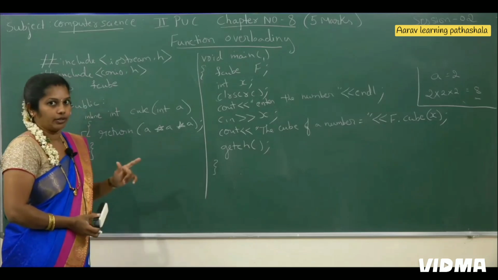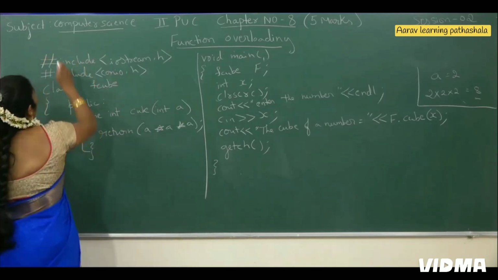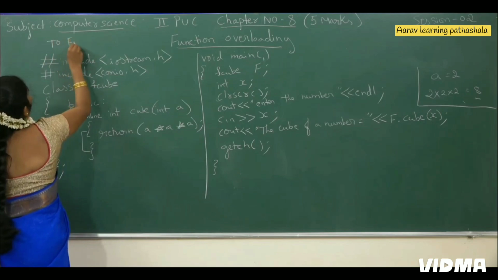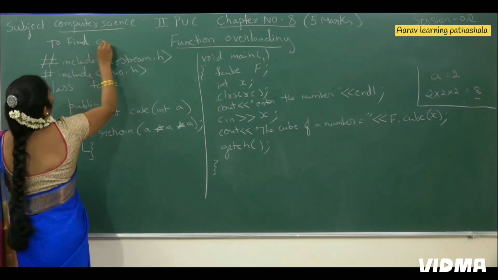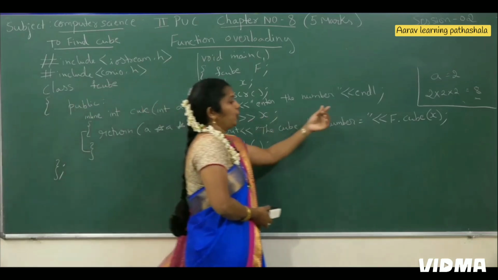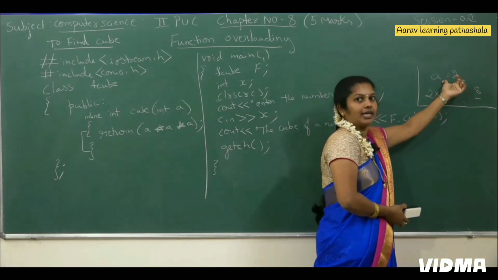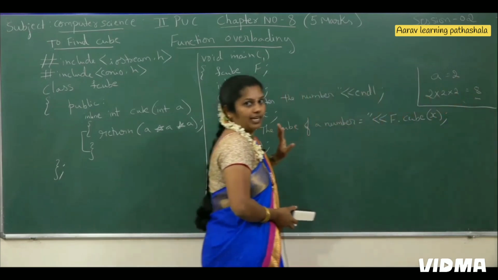Now once again I am going to recall the program. First, what is the aim of the program? To find the cube by using an inline function. What do you mean by cube? Whichever value you take, that is a into a into a. If I give 3 into 3 into 3, like that it has to be displayed.